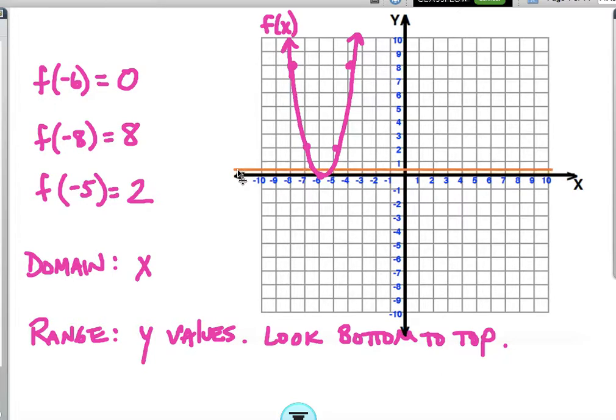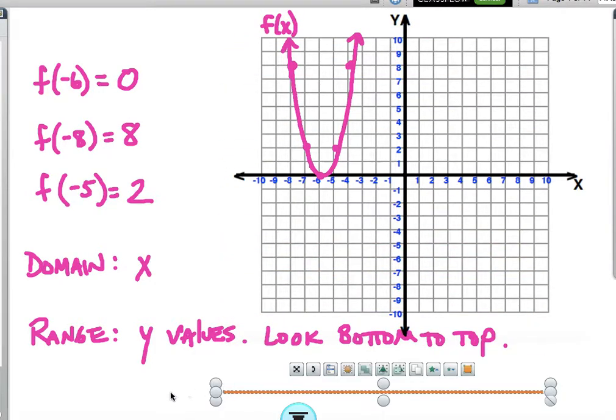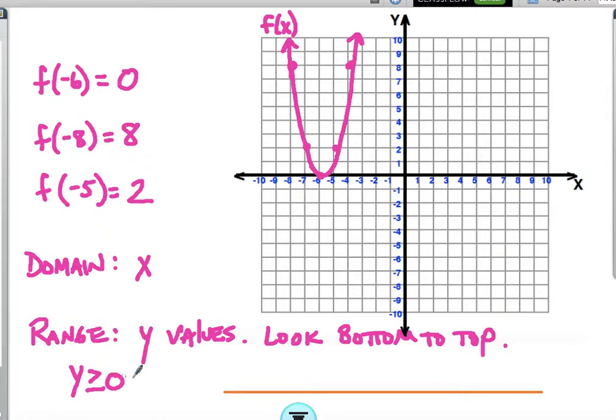And then we have all of these y values going up, up, up. And these arrows indicate that the y values are just going to keep going up. So if I was going to write this range, I would say that I'm allowed to have y values that are greater than or equal to 0.